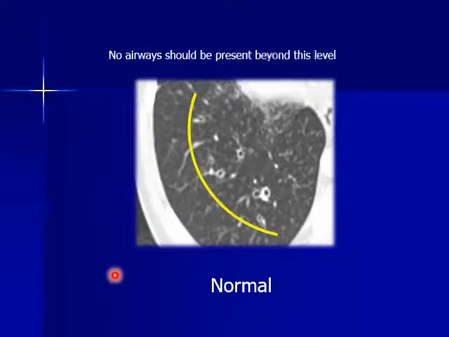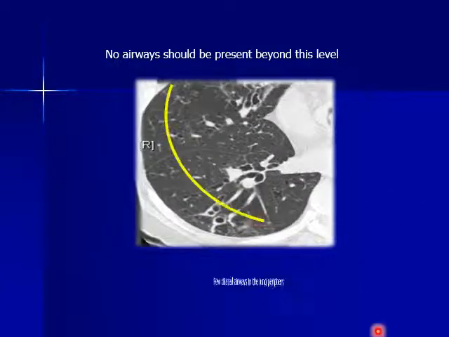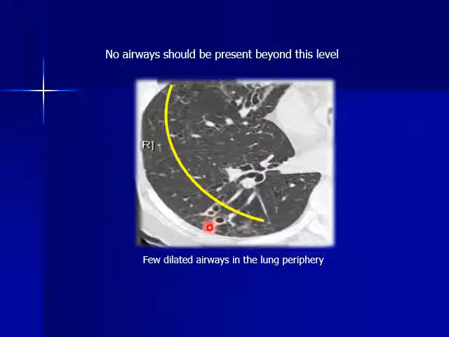Rule number 3. In the outer third or fourth of the lung, you shouldn't see any bronchi, air-filled bronchi. If we see bronchi in this outer third, that means we have abnormally dilated airways, we have bronchiectasis.